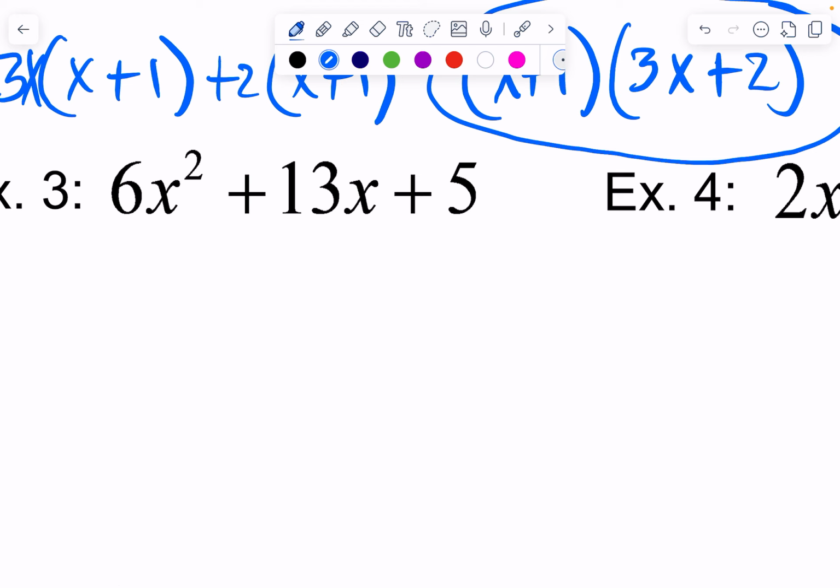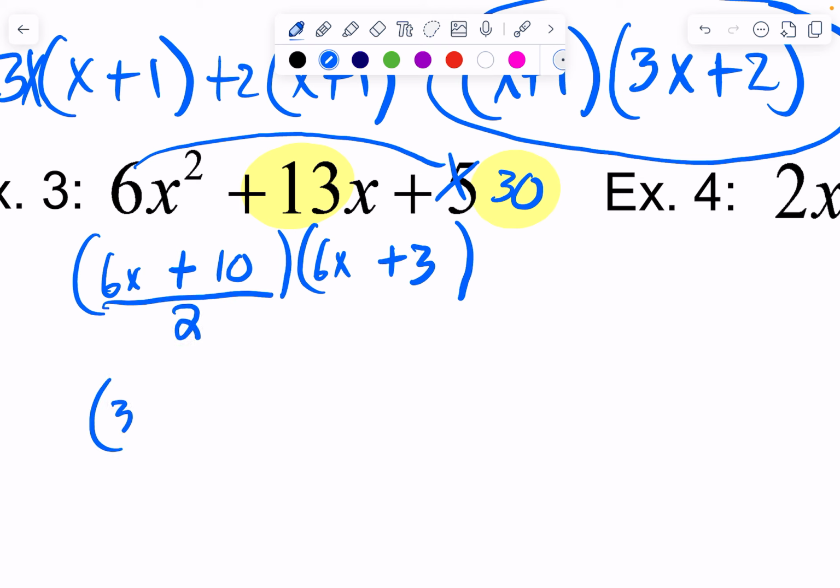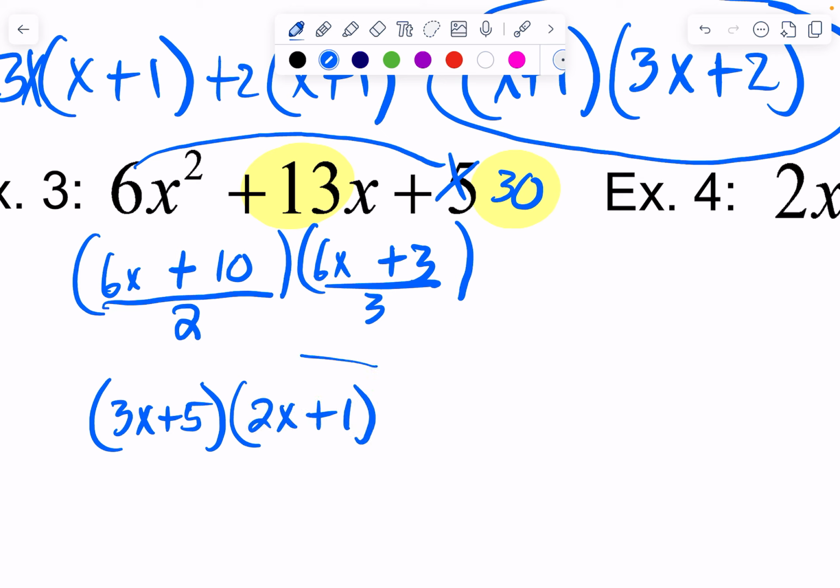Number 3, cubic method. I'm going to go ahead and go 6x. 6 times 5, my new c is 30. What times what is 30, but when added together is 13? I've got positive 10 and positive 3. I can imaginary factor a 2 from this first binomial, and I can factor out a 3 from the second binomial, leaving me with 2x plus 1. And there you have it.